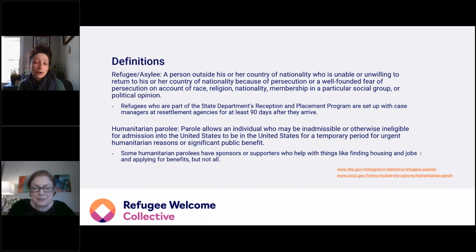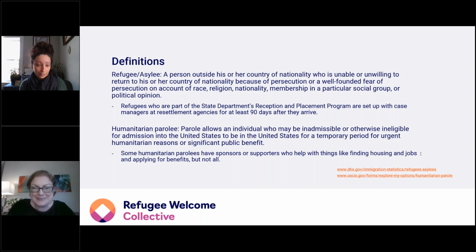Refugees who are a part of the State Department's reception and placement program are set up with a resettlement agency for at least 90 days after they arrive. This used to be all refugees, but with the private sponsorship program rolling out, those who are with a private sponsor will not be set up with a refugee resettlement agency.